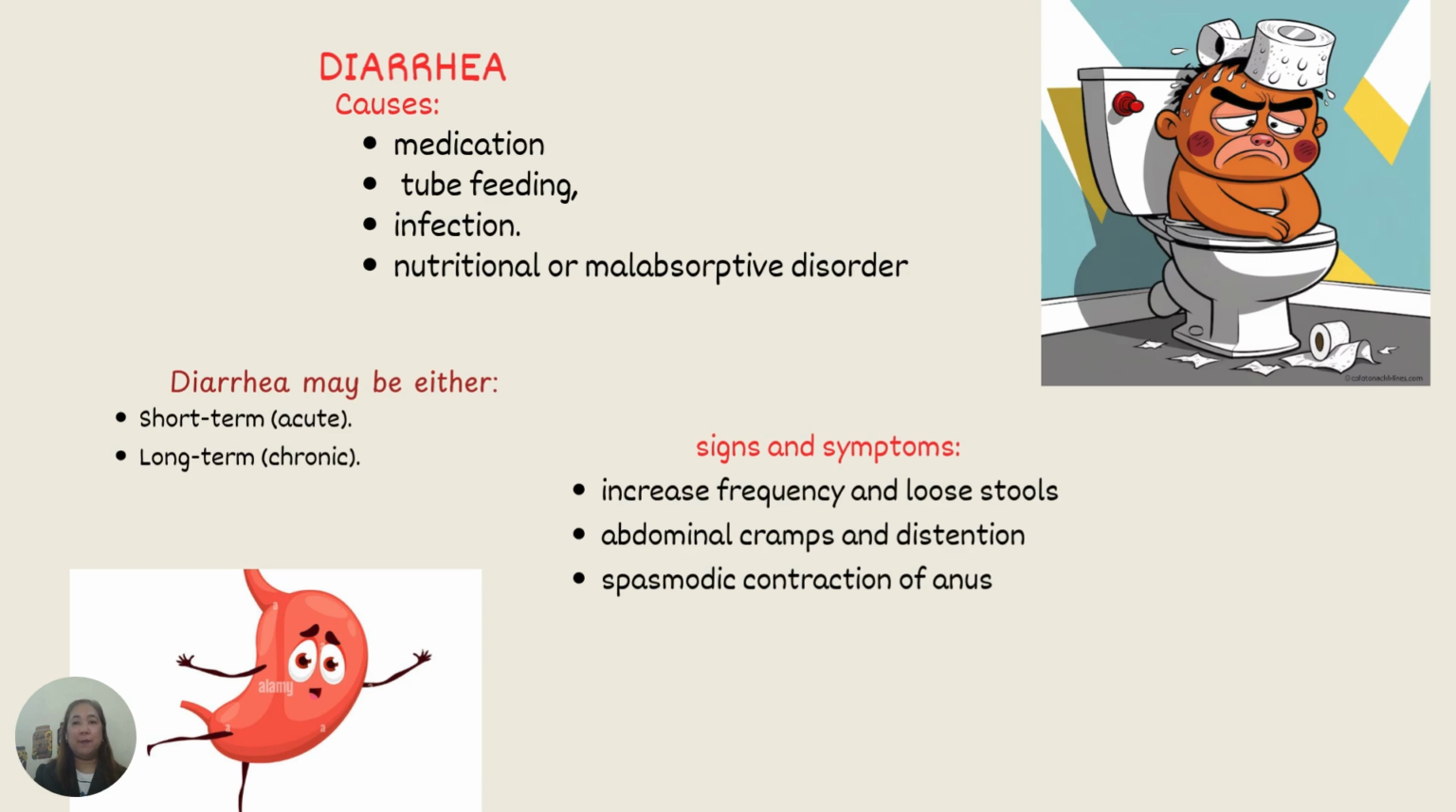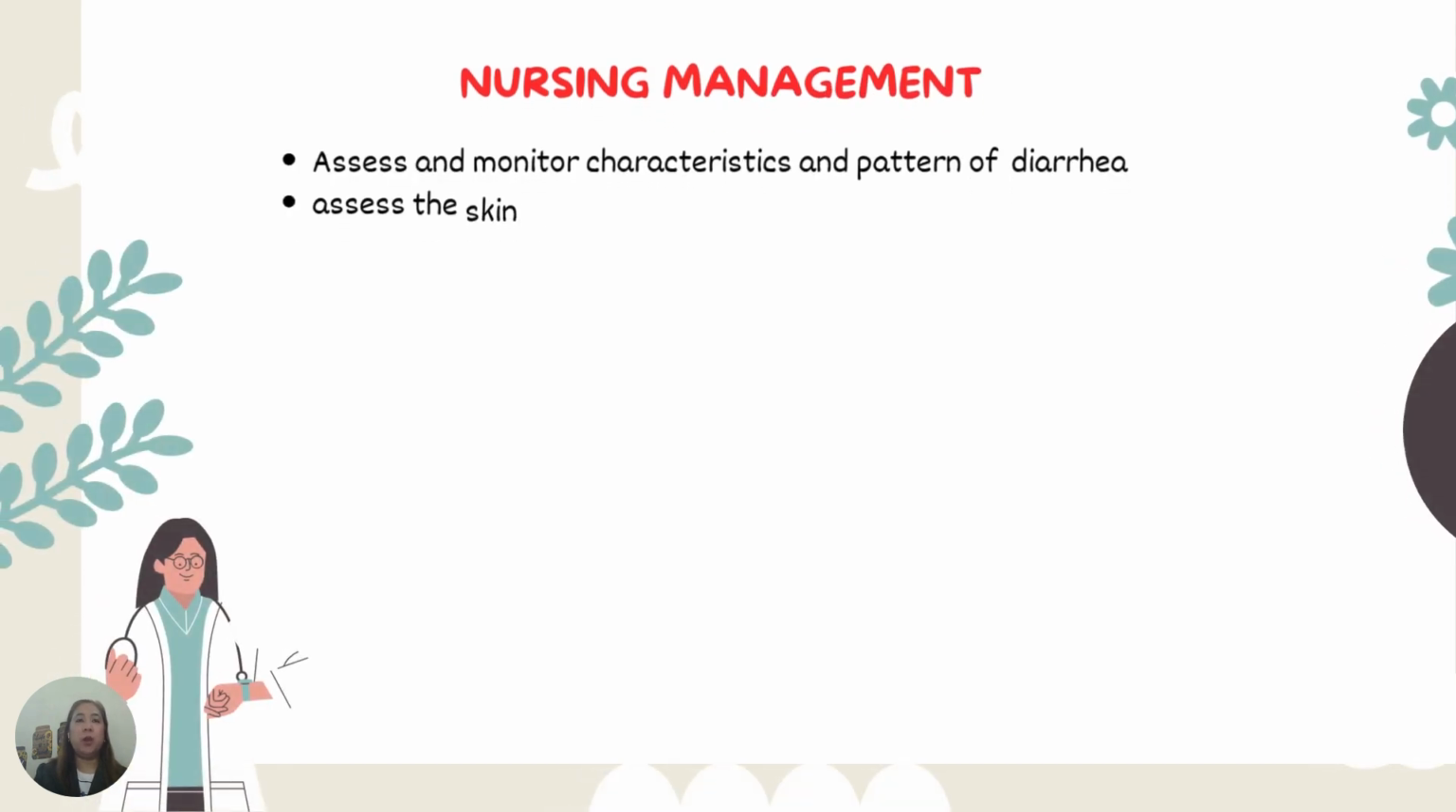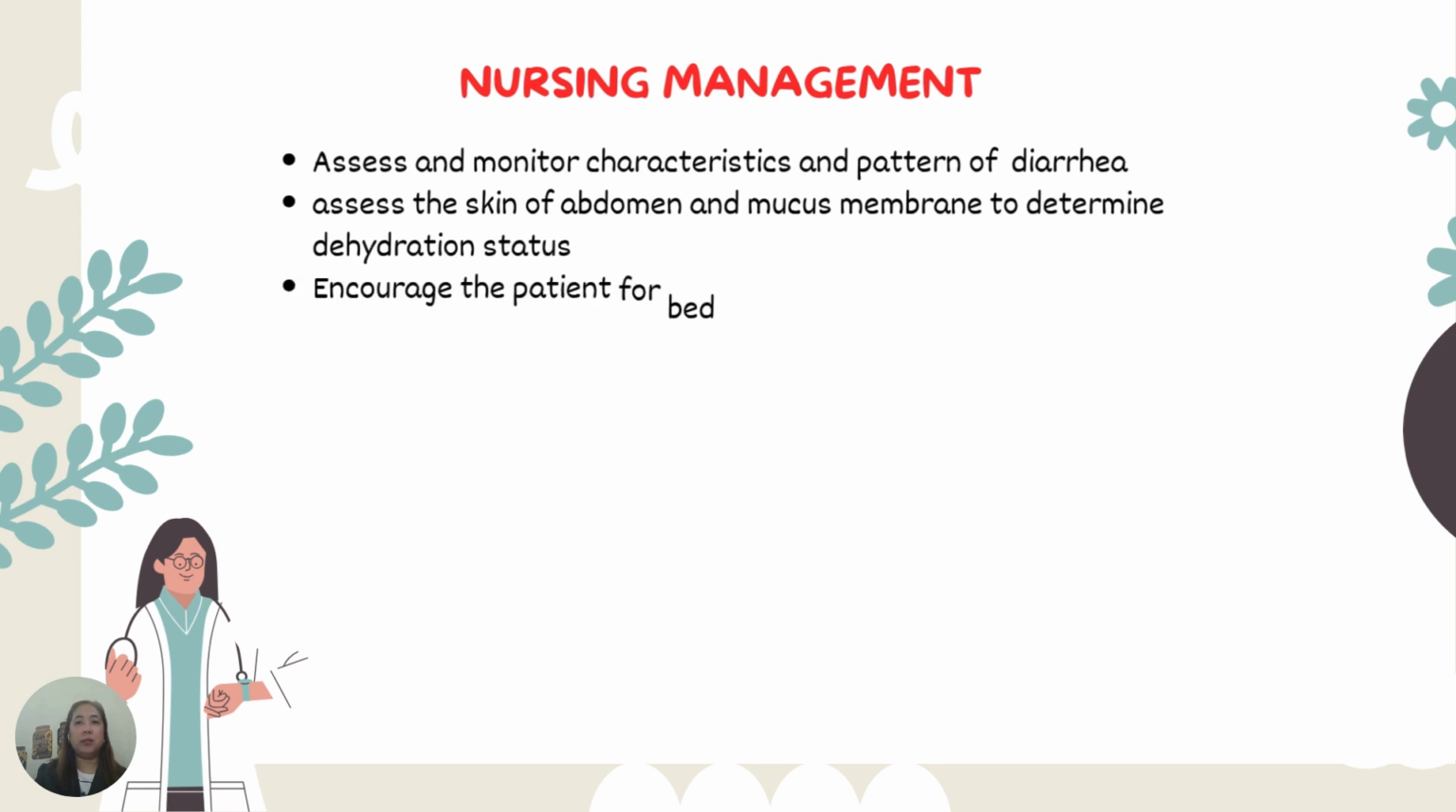What are the signs and symptoms? Signs and symptoms are the following: increased frequency and loose stools, abdominal cramping and distension, and spasmodic contraction of the anus. So what are your nursing management? You have to assess and monitor the characteristic and pattern of the diarrhea. We also have to assess the skin of the abdomen and the mucous membrane to determine the hydration status.